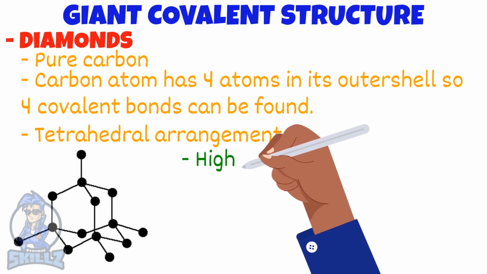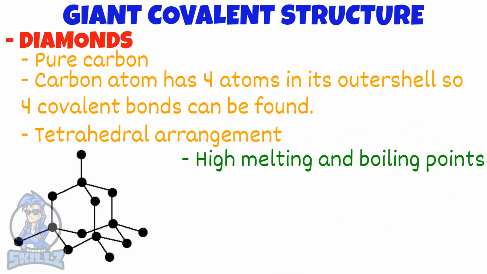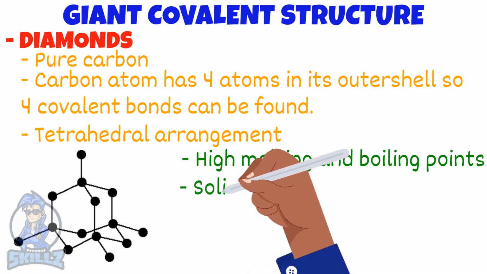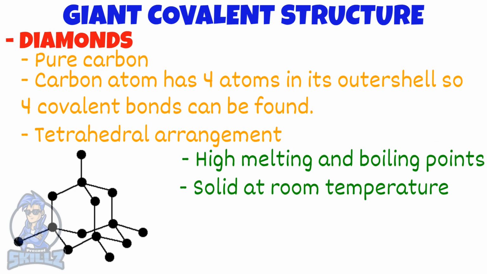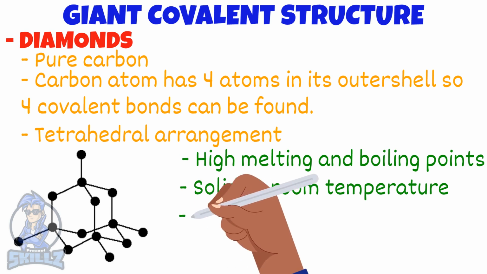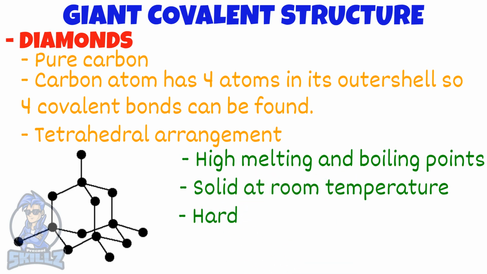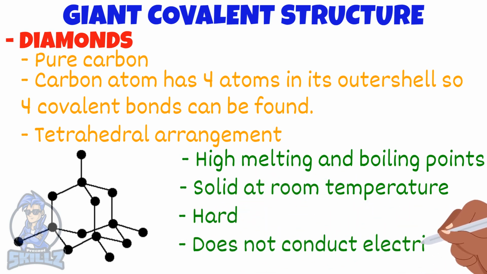Diamond has a very high melting and boiling point. In general, all substances with giant covalent structures are solids with high melting and boiling points because a lot of energy has to be supplied to break all the strong covalent bonds. Diamond is very hard, and diamond does not conduct electricity because all the electrons in the outer shell of the carbon atoms are tightly held in covalent bonds between the atoms.